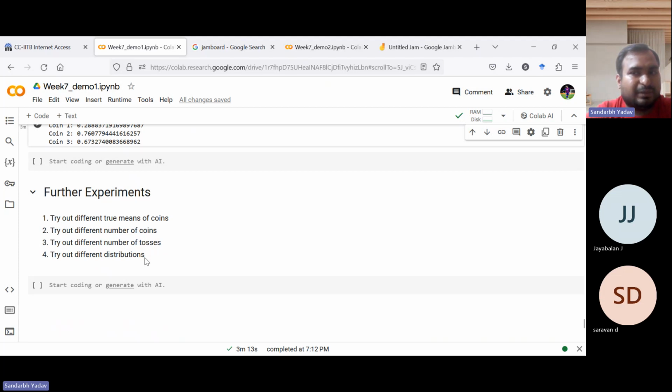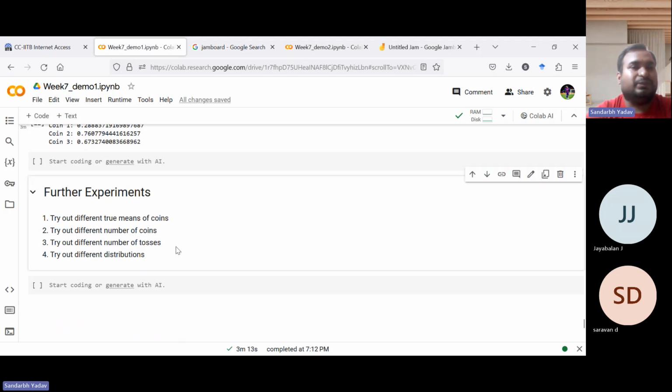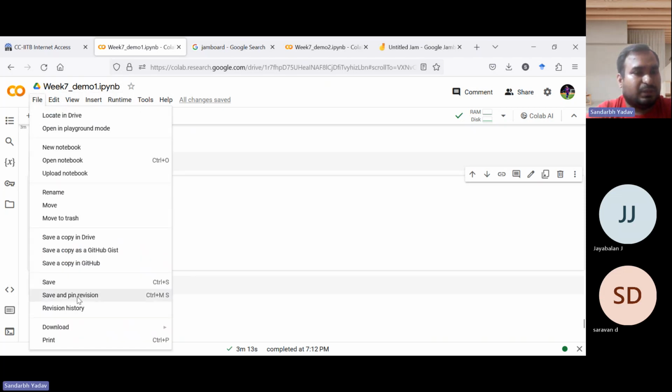Beta is the one which we have done. There are many probability distributions, so you can try out those. Maybe I'll download this while we are sharing this.